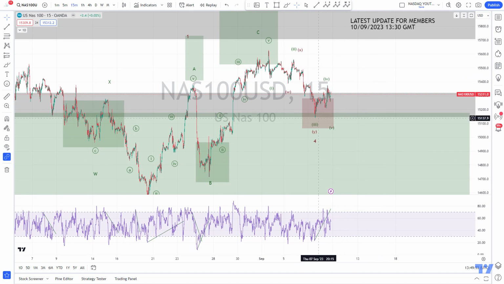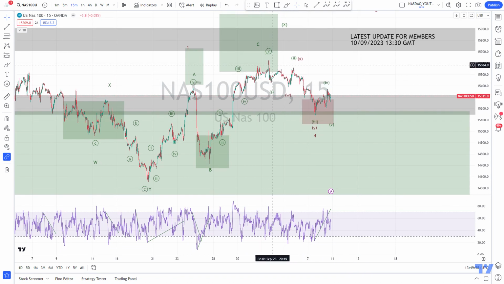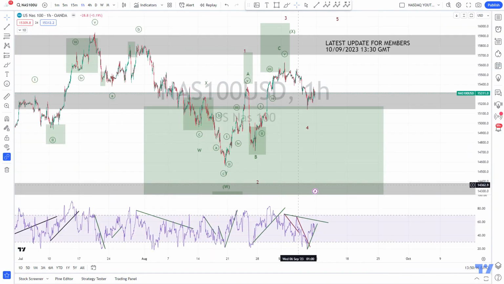So on the lower time frame, that would mean that here as a wave Y, we could get a flat, or maybe this can also be counted as 5 waves. It's not really supported in RSI, so this is why I doubt a bit to count this as 5 waves. I prefer to count it as 3. But yeah, we have to see what exactly happens here.